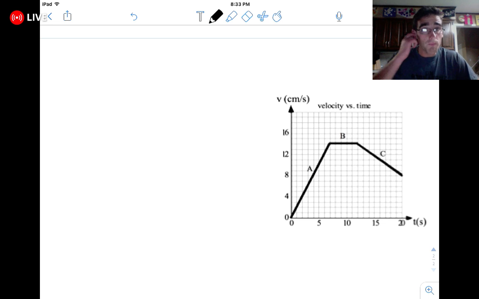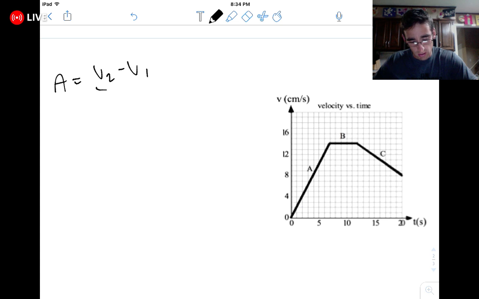All right, so let's say I want to find the slope of this section here, A. Well, it's not the slope, but the acceleration. So I know that acceleration is going to be v2 minus v1 over t2 minus t1.